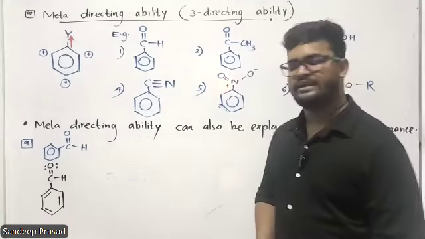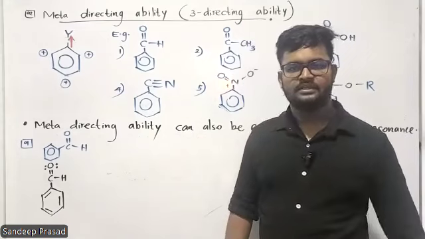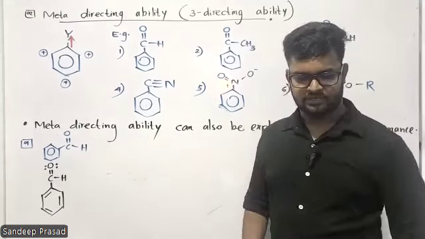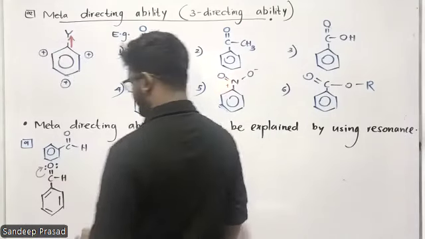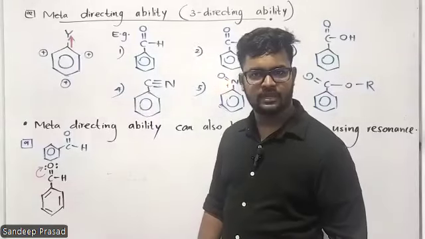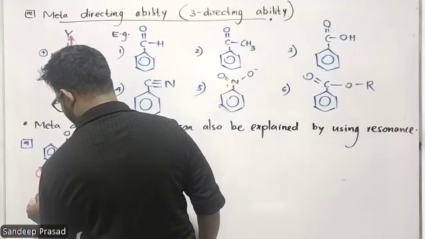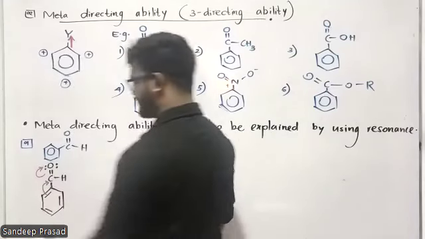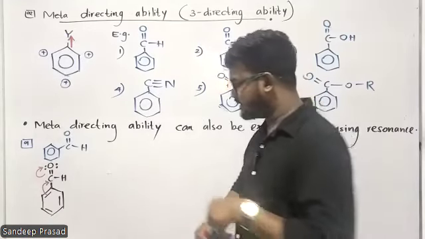Now, meta-directing ability means, students, we know that they are taking electrons from the benzene ring, right? They are pulling electrons from the benzene ring. So therefore, what will happen? Oxygen is taking electrons from the bond. Then carbon has to satisfy the octet after breaking the double bond. Then what carbon will do is, carbon is breaking the double bond in this benzene ring and satisfying the octet and taking electrons from the benzene ring. Can you understand what happened?